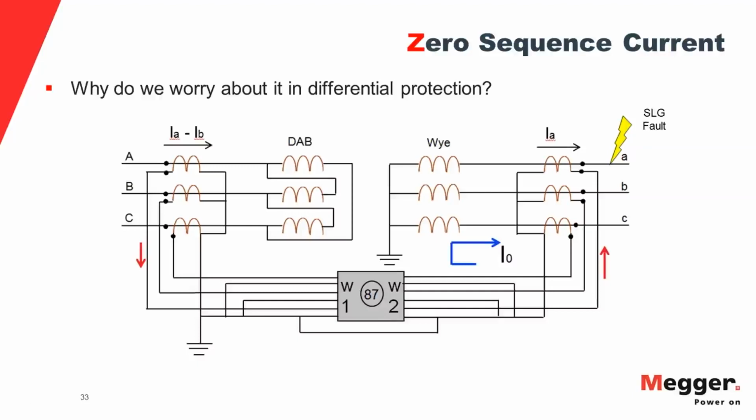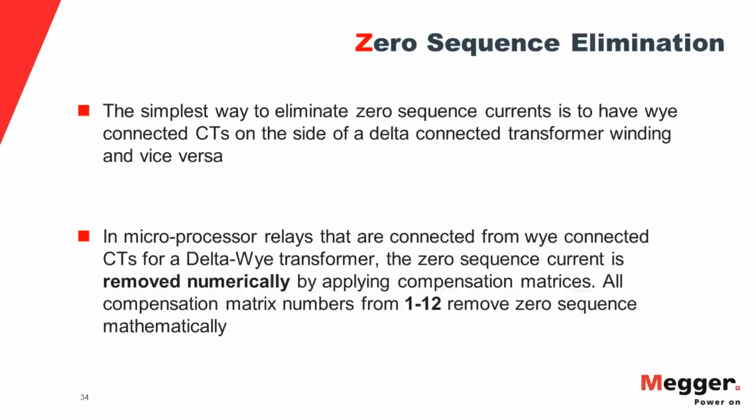In microprocessor relays, this is done by compensation matrices, which I talked about earlier when we talked about the phase shift issues. So we'll see an example, and we will see how a microprocessor relay addresses the issue of zero sequence elimination.